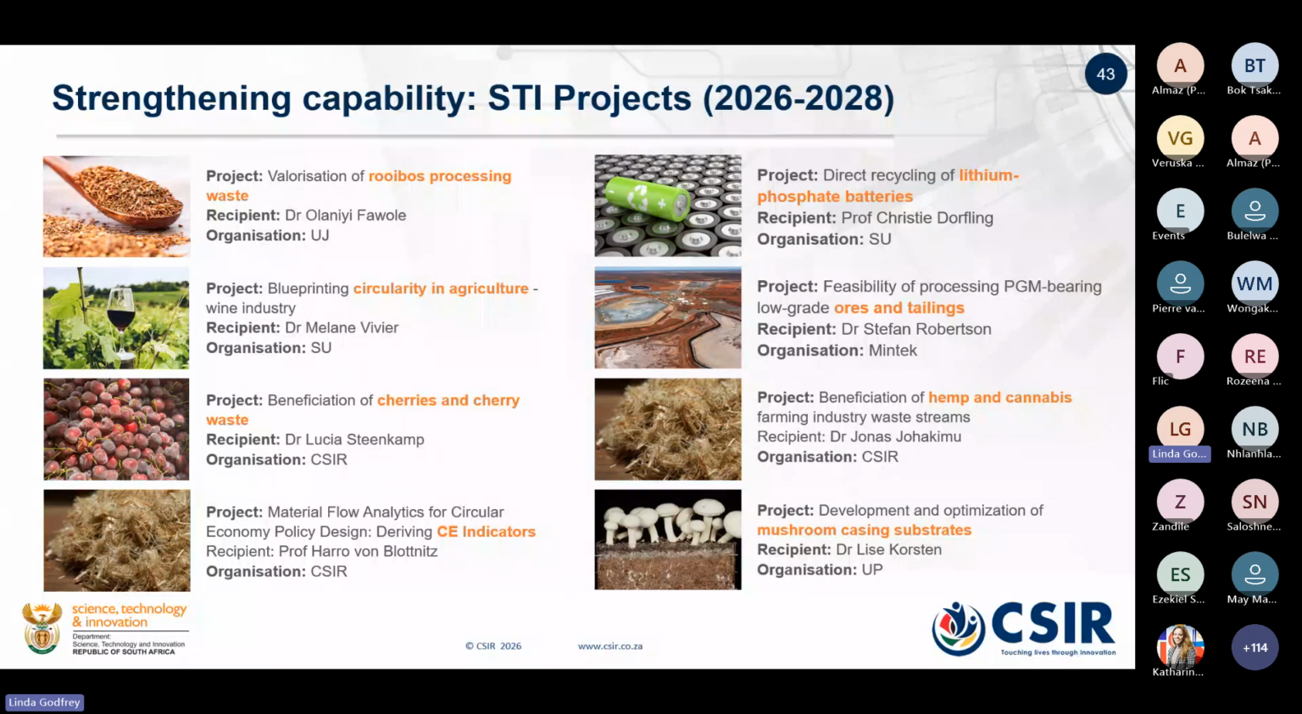And then we've got a project by Professor Dorfling from Stellenbosch University around lithium phosphate battery recycling, one around the feasibility of processing PGM-bearing low-grade ores and tailings, Dr. Robertson at Mintek, beneficiation of hemp and cannabis waste by the CSIR, and then lastly, the development and optimization of mushroom casing substrates being undertaken by Dr. Corsten at the University of Pretoria.